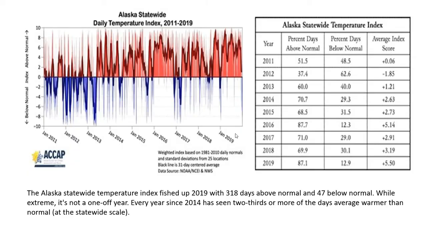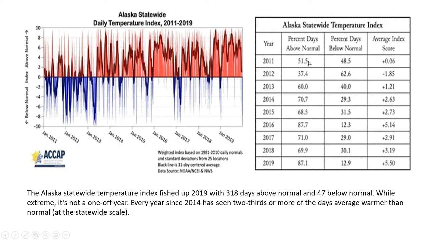So now, the Alaska statewide daily temperature index. Here's January 2011, then January 2012. Each of these hash marks is the January, so this is the year in between, 365 days. So this is the daily temperature index, the Alaska statewide temperature index. Here is the list of the years from 2011 to 2019, with percent days above normal, percent days below normal, and average index score.